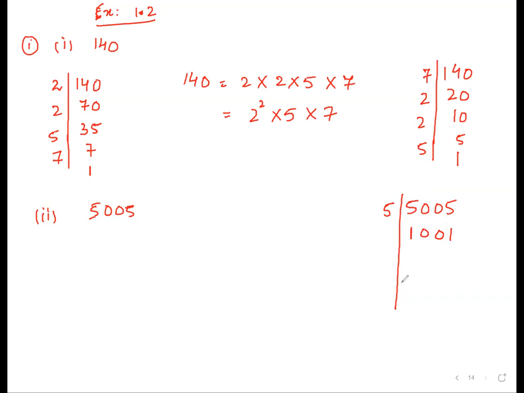Okay, fine. Then 7. Let me try. 7 into 1 is 7. Then 3, 30. 7 into 4 is 28, 21. Then 11. 11 into 1, then 33, then 13. So the prime factorization is 5 into 7 into 11 into 13.